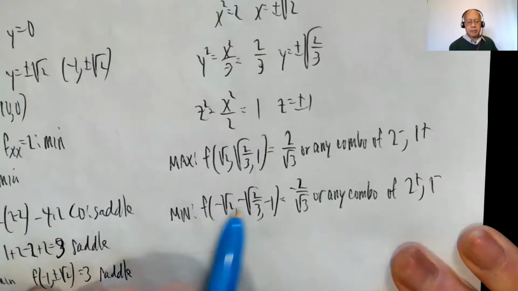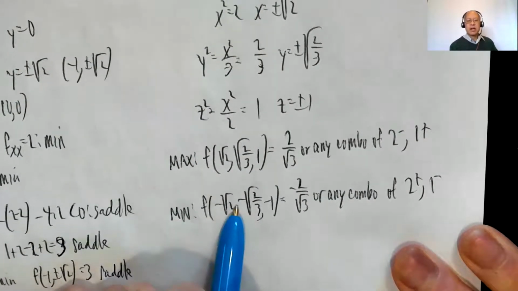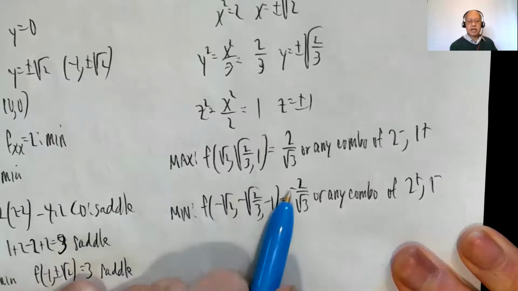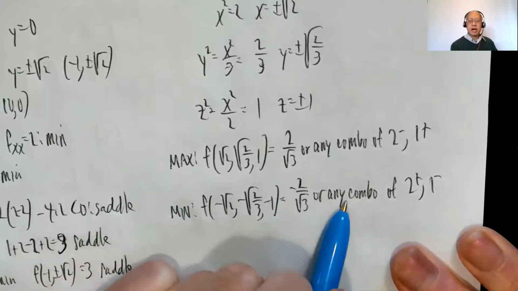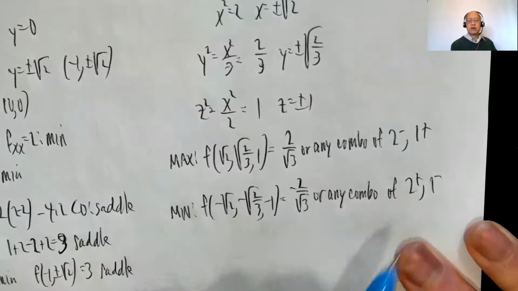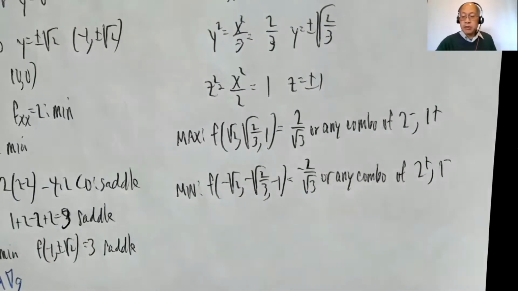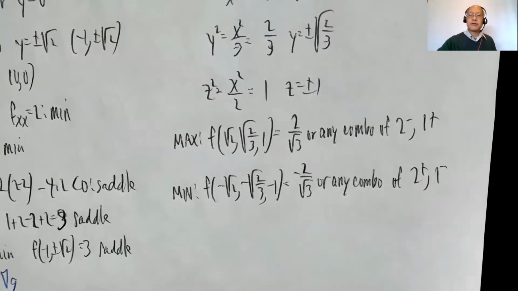I can minimize if I make them all negative. F of (negative radical 2, negative radical 2/3, negative 1) is negative 2 over radical 3, or any combination of having 2 positives and 1 negative. Right, so that was Calc 3, Exam 3 for the 5 o'clock class.